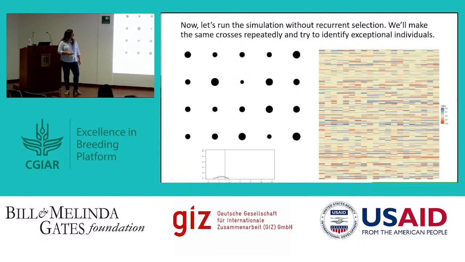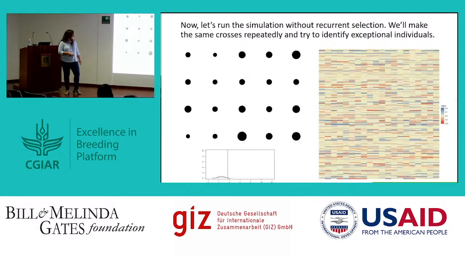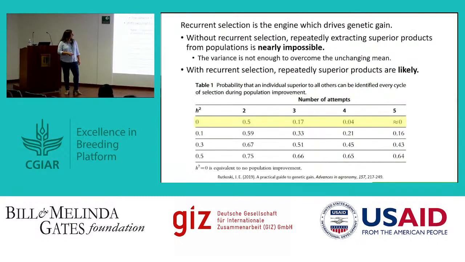And that's reflected also in the genotypes. They're not being driven in any direction because we're making the same crosses again and again. It's reflected in the population because the mean's not moving up. And that's why we need to do recurrent selection. Okay? Is that all right? Does anyone have any questions at this point?